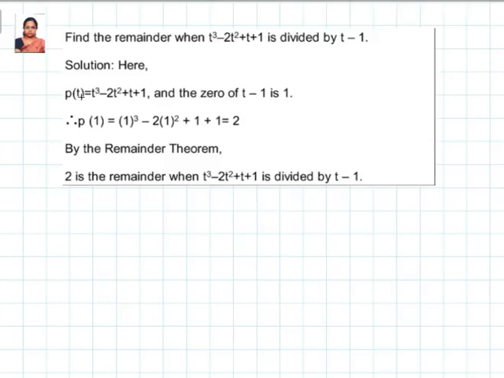So p of t is the same expression you have here, and you're going to substitute t equal to 1 in this equation. When you substitute t equal to 1, you get p of 1, and finally you get 2 as the answer. Therefore the remainder is 2 for this equation.